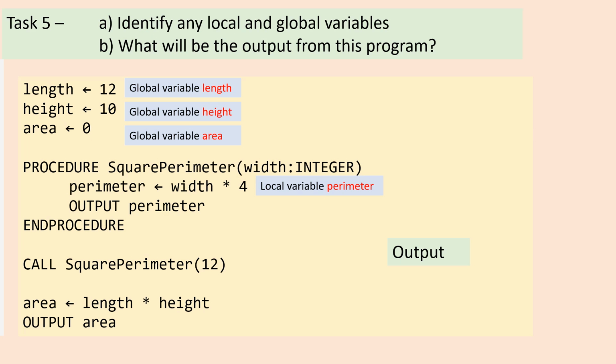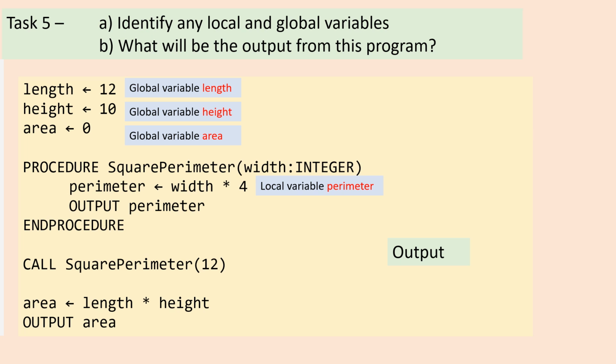We call our subprogram with its name, square perimeter, and we've got this argument 12. So we call square perimeter. Here it is. We pass the argument 12 to the parameter width. We can process that. So we've got our local variable perimeter, which is going to be width, which is 12, times 4.